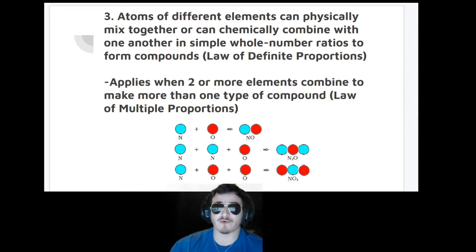However, there's a little sub rule here. Elements can get together in different ratios. So look at this example right here. 1 nitrogen plus 1 oxygen can form nitrogen monoxide. However, we sometimes also see 2 nitrogens getting with 1 oxygen, dinitrogen monoxide. We can also see nitrogen and 2 oxygens getting together, nitrogen dioxide. These same 2 elements are getting together in different ratios, hence the name law of multiple proportions. So really point number 3 is sort of 2 different laws, law of definite proportions and law of multiple proportions. Either way, just kind of basic terminology you need to remember.